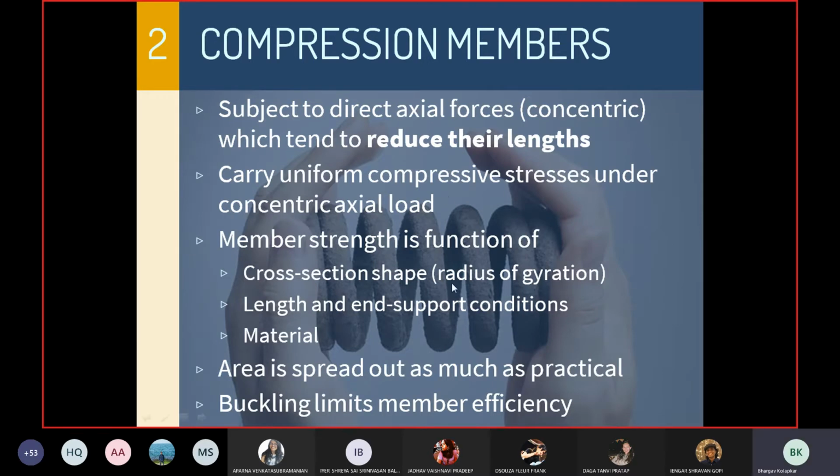Now, since it is a function of radius of gyration, we looked at examples wherein we said that if the material is distributed far away from a particular axis, larger is going to be the radius of gyration. And therefore, in a compression member, the area is spread out as much as practical. Therefore a hollow circular section is the most efficient compression member because all of its material is at a maximum distance possible from the centroidal axis. And therefore, the radius of gyration is maximum for a hollow circular section, and it is the most efficient compression member.